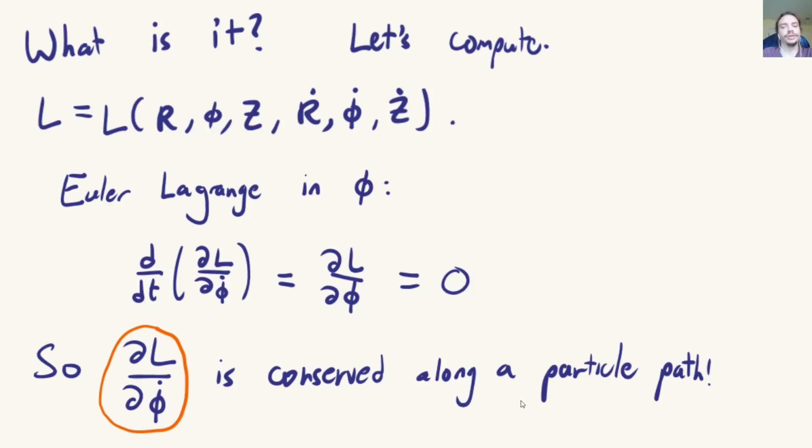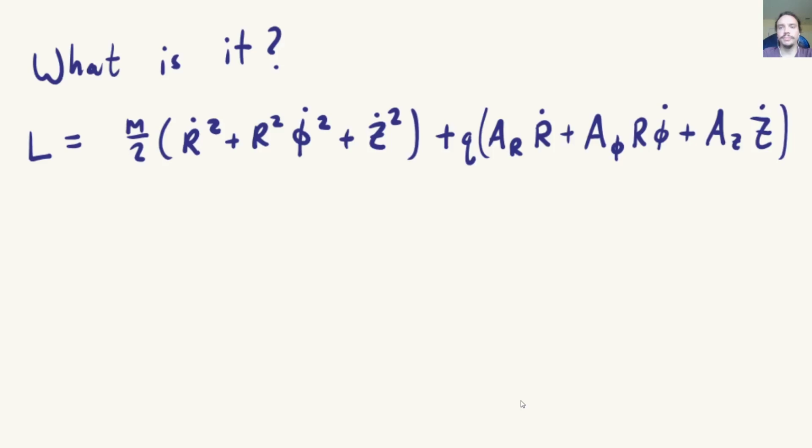This is great, we've got a conserved quantity. But what does it actually mean? So we need to figure out what ∂L/∂φ̇ is. Let's write out L in cylindrical coordinates. Remember that we had two terms, m/2 times v squared. Okay, v squared is going to be ṙ squared plus r squared φ̇ squared plus ż squared. This extra r squared comes from the fact that in cylindrical coordinates, we need to go from φ̇ to rφ̇ in order to get the distance as you move in the angular direction. This is related to angular velocity.